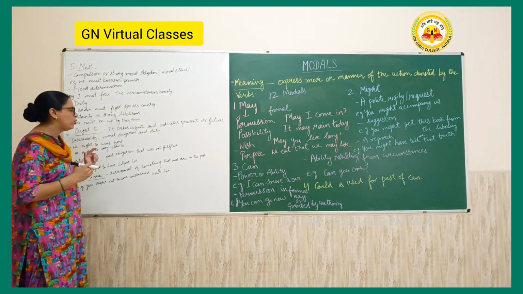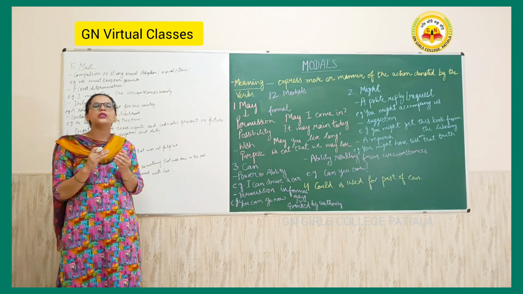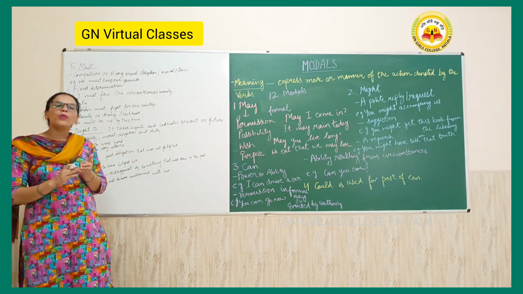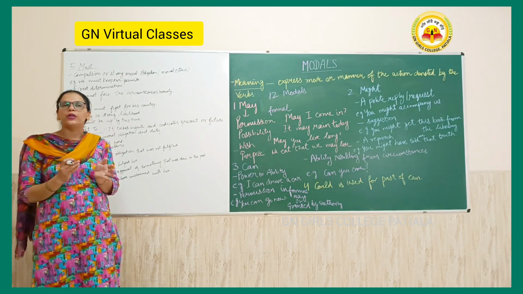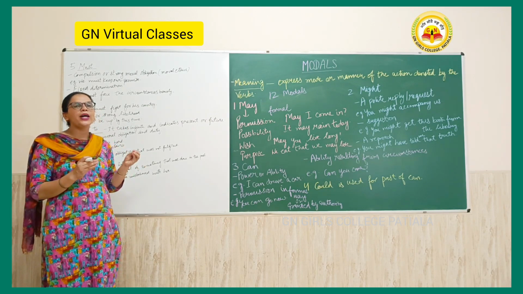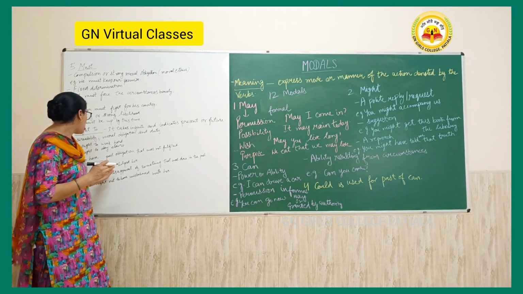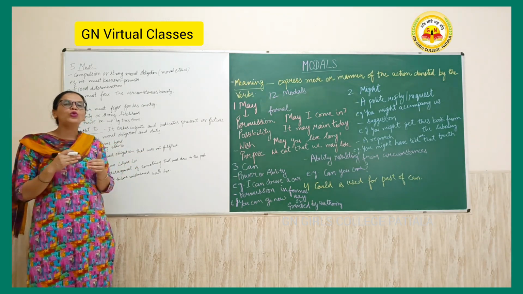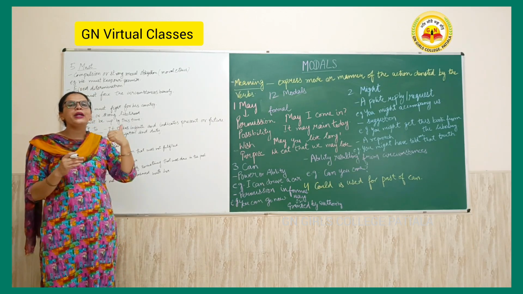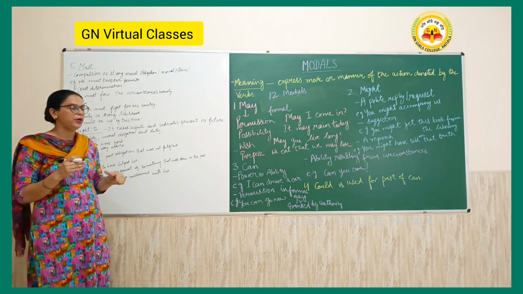Next, ought to have. When we use ought to with the past participle, that is have, it means a past obligation that was not fulfilled. We use ought to have for an obligation which was decided in the past but not fulfilled. For example, you ought to have helped her. It means I didn't help her in the past. I had to help her.